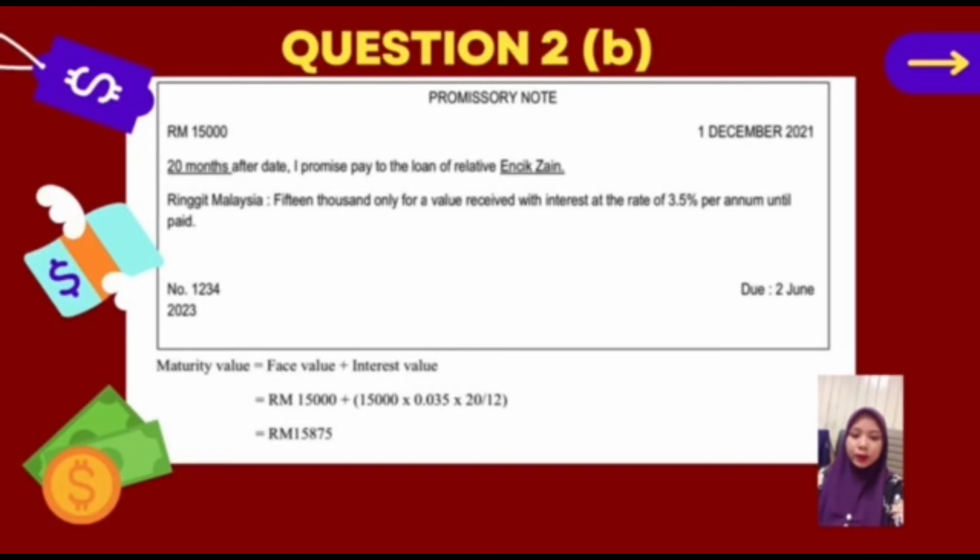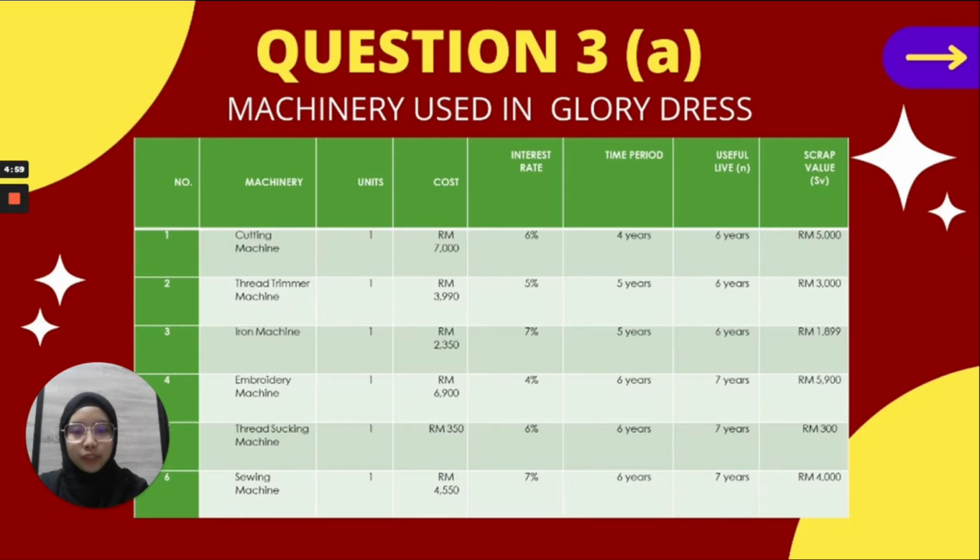Security value equals face value plus interest value. The face value is RM15,000 plus, in brackets, 15,000 multiplied by 0.035 multiplied by 20 divided by 12. The answer is 15,875 ringgit.